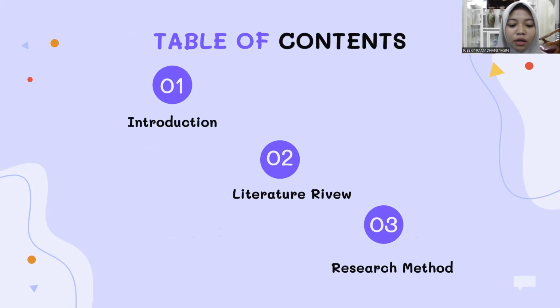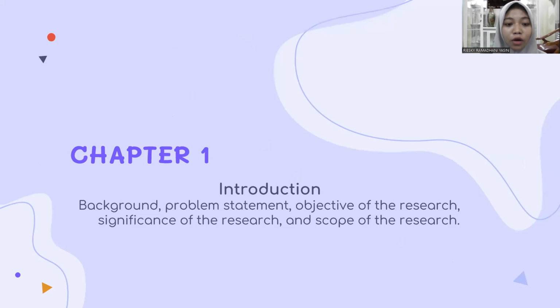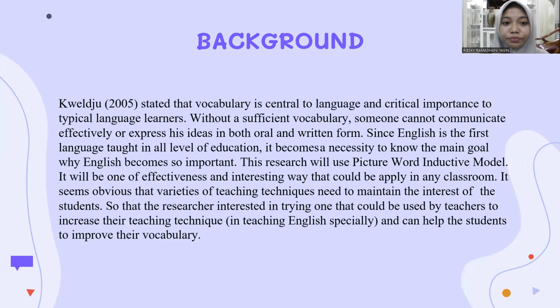So, the proposal consists of three main chapters. The first one is introduction, the second chapter is literature review, and the third chapter is research method. I will start by discussing chapter one, that is introduction. Introduction consists of 5 points. They are background, problem statement, objective of the research, significance of the research, and scope of the research.